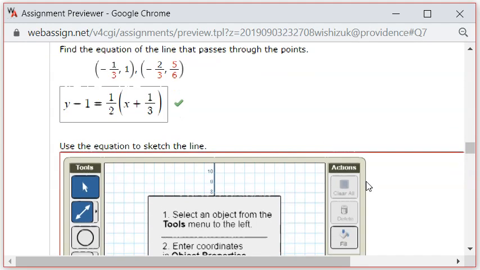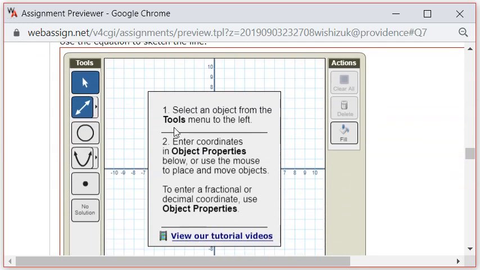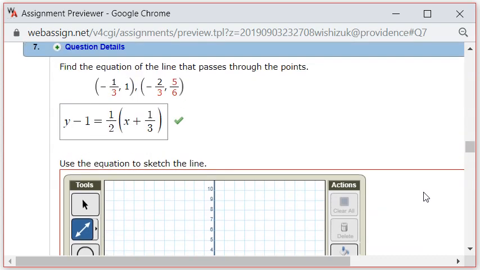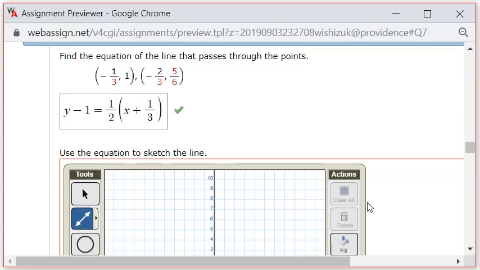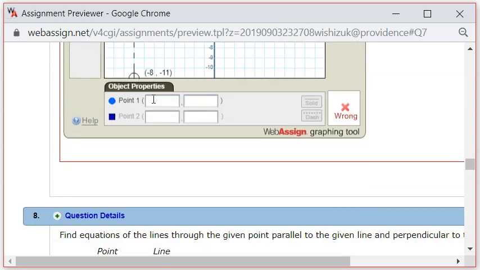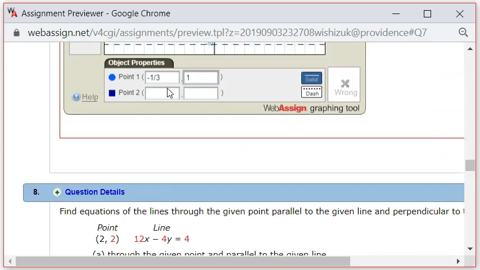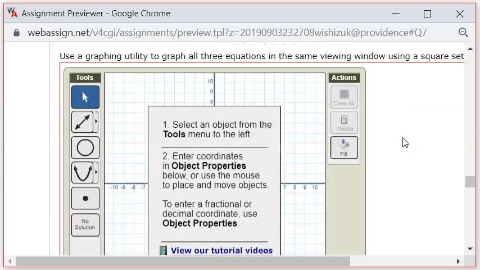All right, so, sketching the graph. What you can do is click here, then we can just give those 2 points. So negative 1/3, 1. That's the first point. And the second point is negative 2/3 and 5/6. So we're going to put the negative 2/3, and then we have 5 over 6. Then we have a line. All right, let's check the answer.